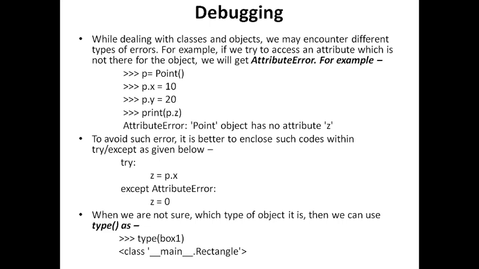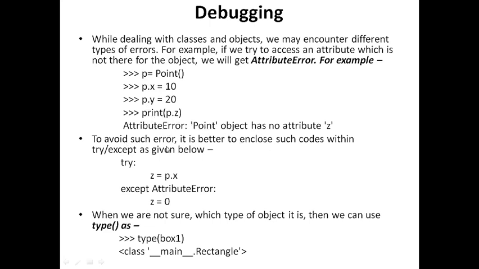Okay, at the last point we will discuss what kind of errors we may get when we are dealing with classes and objects. We may encounter different types of errors. For example, if you try to access an attribute which is not there for the object, we will get an attribute error. Already we have seen this many times in the examples. In this example we have taken p as a Point, x and y are two attributes of p, but we have tried to print z here, so we will get the attribute error for z.